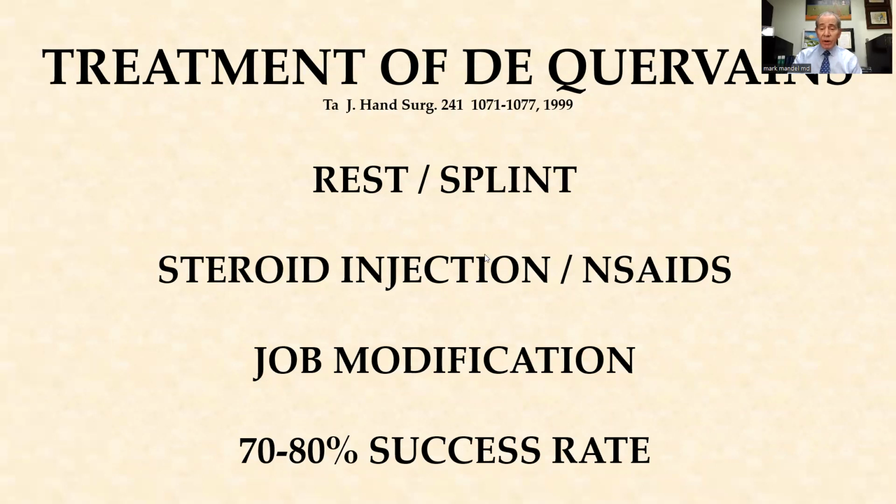The reason for pointing this out is when the patients go to the industrial clinic, they're almost always sent to therapy. There's really no indication these patients need therapy. They need a steroid injection and a splint and job modification. And if treated conservatively, 70 to 80% of patients do not require surgery.